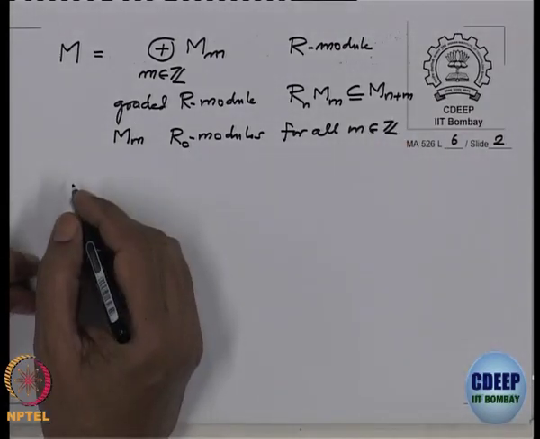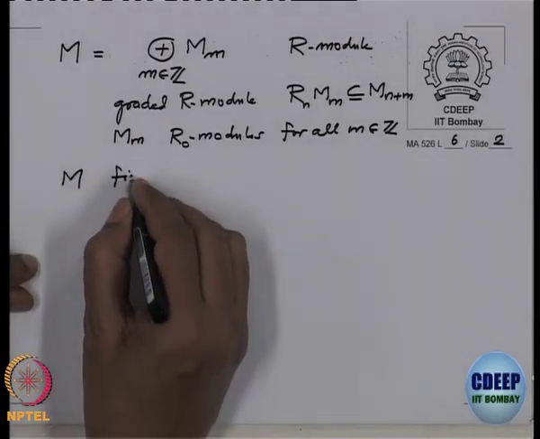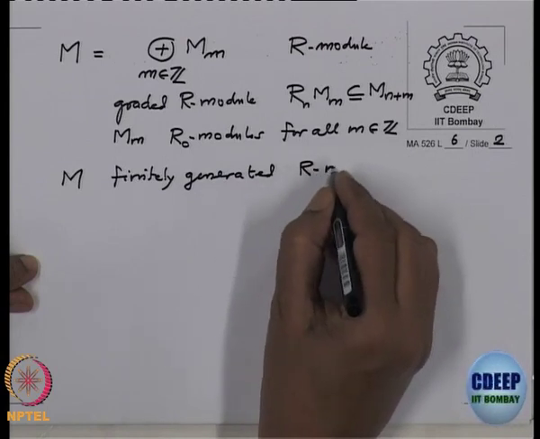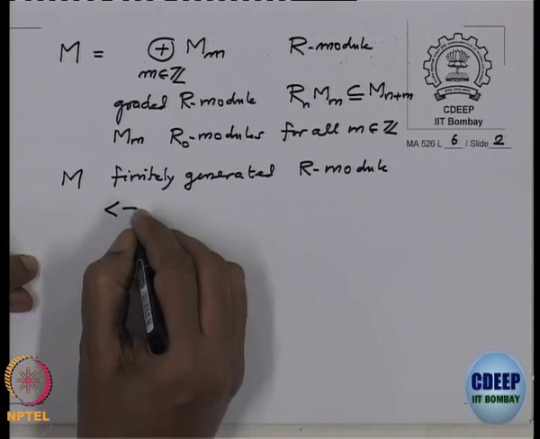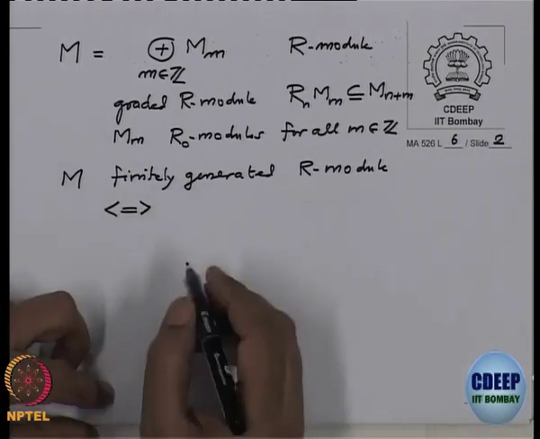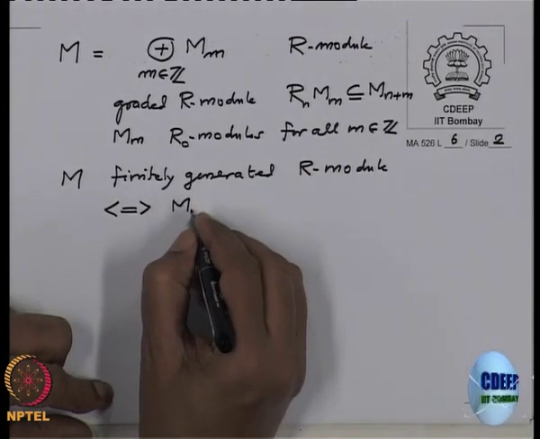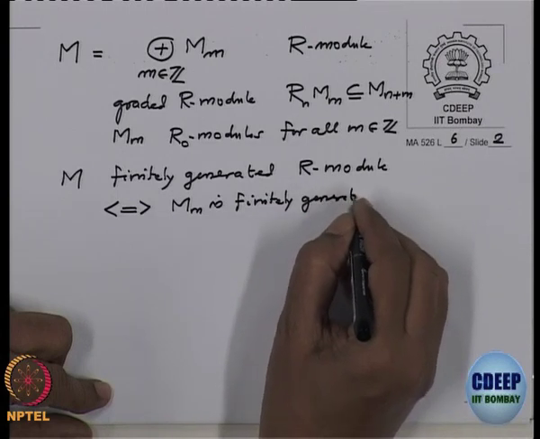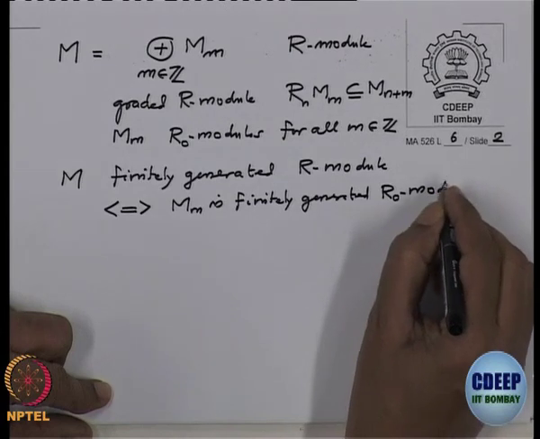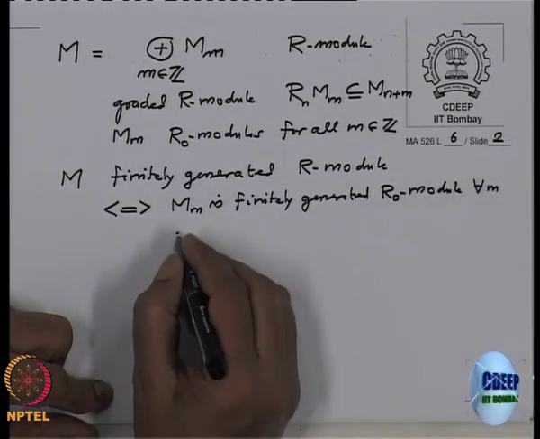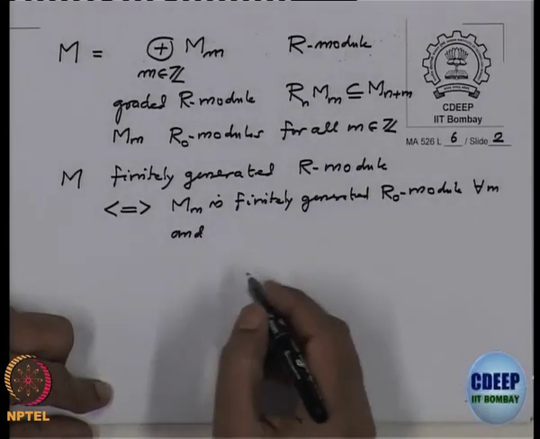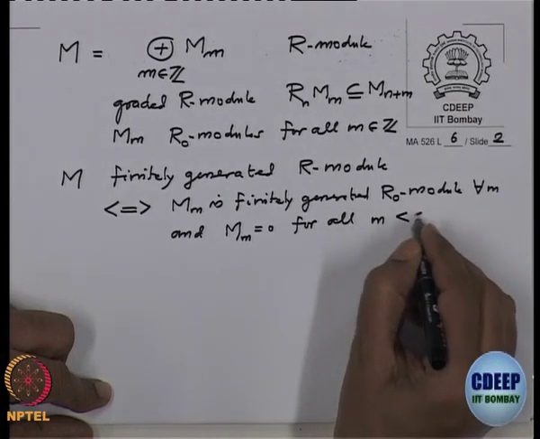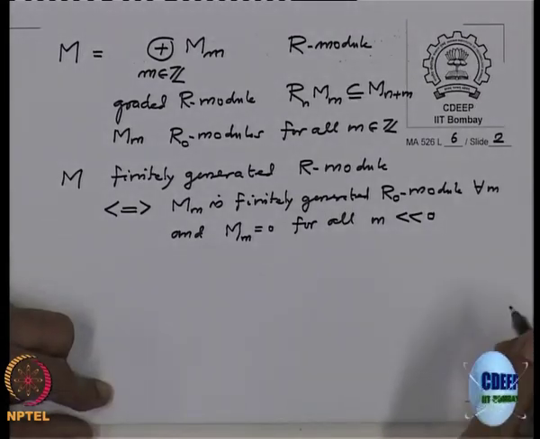And now also we make the standard assumption that M is a finitely generated R module, which is equivalent to each Mm being a finitely generated R0 module for all m, and Mm is 0 for all m large negative, that is the symbol for sufficiently large negative.